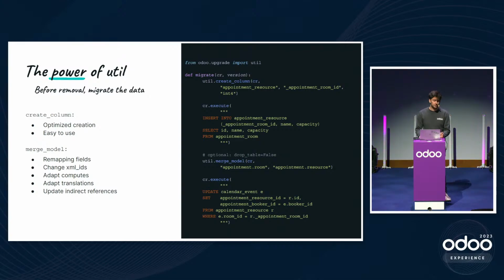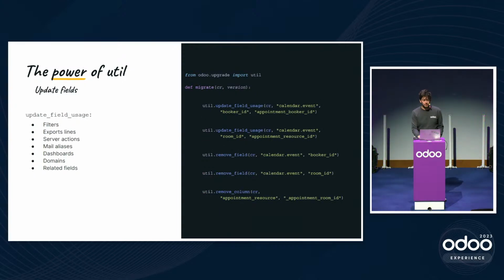So what does the merge model function do? It's remapping all the fields, it's changing the XML IDs from the previous model to the new one. It adapts the computes, it adapts translations, and updates indirect references so that you don't lose data during your upgrade. After merging the model, you want to copy the data on the calendar event to make the new field equal to the older field. So you will take all the data from room ID to appointment room ID, and all the data from booker ID to appointment booker ID.